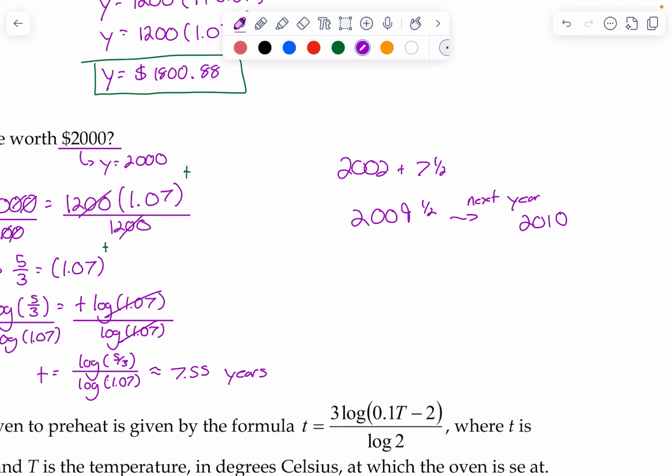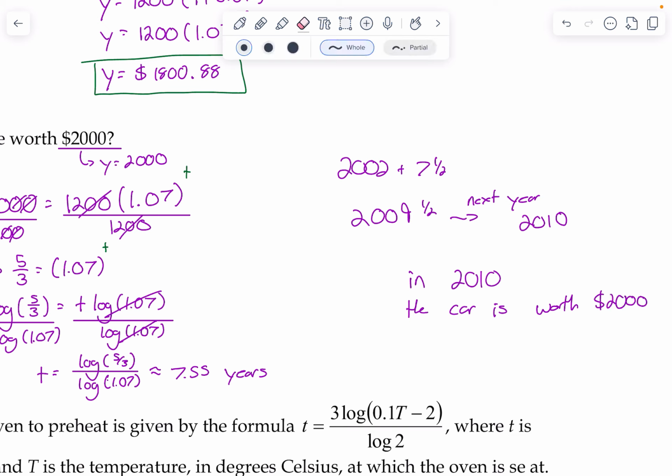So final answer is in 2010, the car is worth $2,000. Because if you put 2009 here, that wouldn't be the case, because you had to go halfway through the year to be able to get it. So it's not 2009, it's 2010.